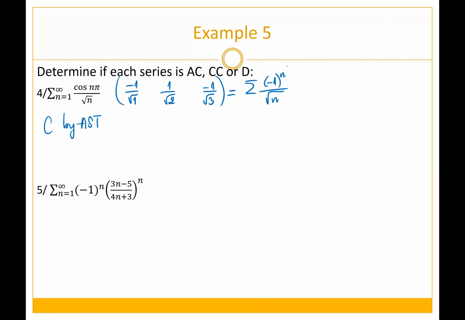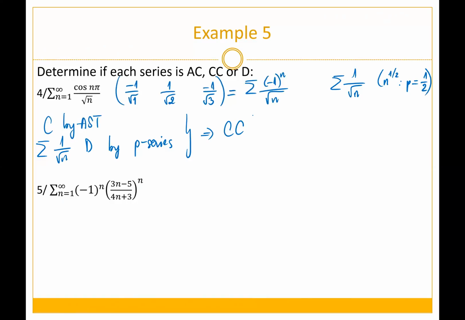So the series is convergent by alternating series test, but you have to consider the absolute value. So the absolute value is 1 over square root of n, and this one is divergent by p-series, because the p value here is n to the half, right? So p is equal to half, which is smaller than 1. That's why it's divergent. And so in this case, we conclude that it's conditionally convergent, because the series is convergent, but its absolute value is not convergent.